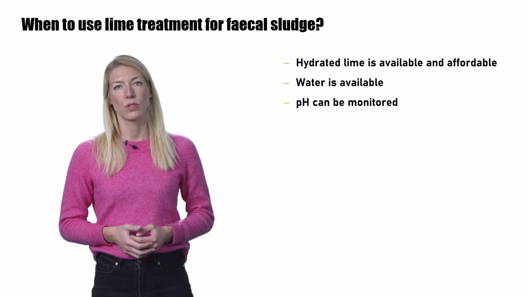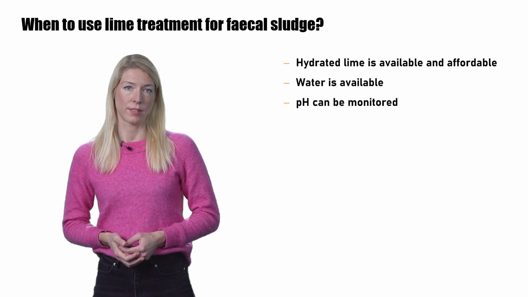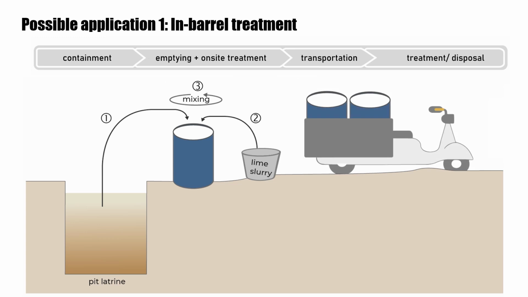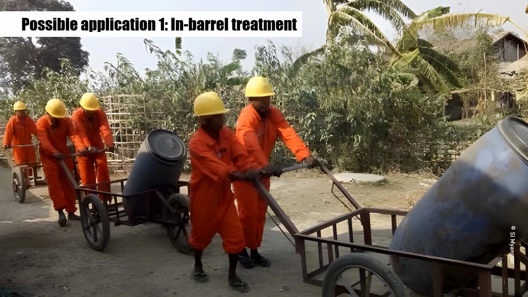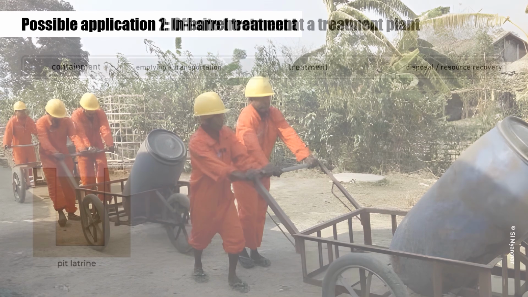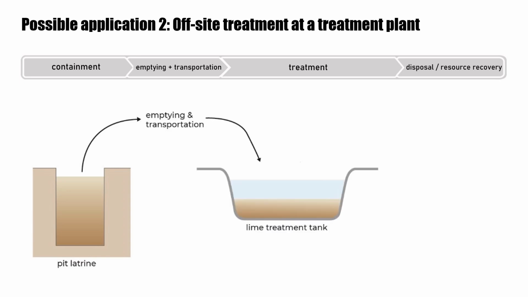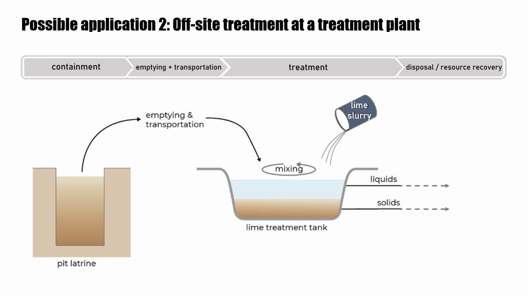We recommend use for 2 types of applications. One is in-barrel treatment, where sludge is emptied into a barrel and the lime is added directly to the barrel. Treatment happens during transportation to a disposal facility. The other application is off-site treatment at a fecal sludge treatment plant, where the sludge is emptied and transported, delivered to treatment, and then lime is added in a designated tank at the treatment plant.